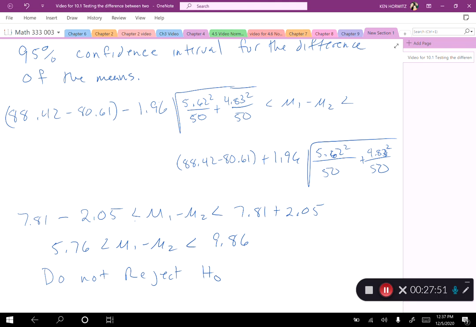Now, is there a possibility I'm wrong? Sure. But there's also a possibility I'm wrong doing the hypothesis test the way I did it. So it is a valid way to do it, and it is something that I would definitely consider if the directions led you that way.